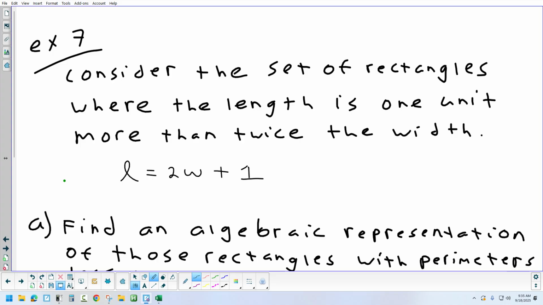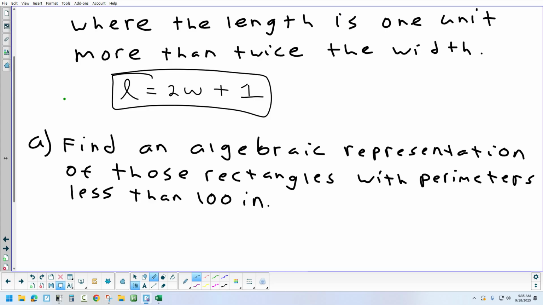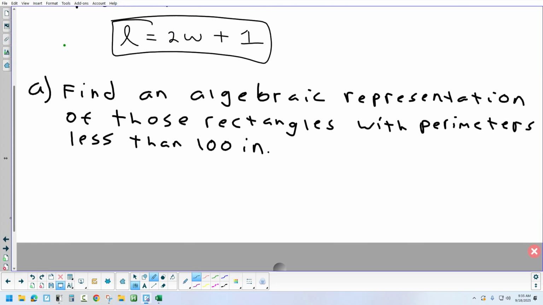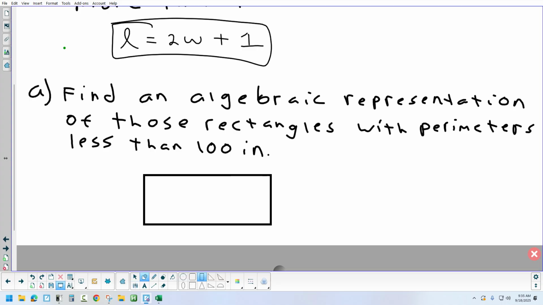Perfect. Don't know how we're going to need that, but I bet we do somewhere. Length is 1 unit more than double the width. Okay, good. So we'll come back and see how we need to use that. It says find an algebraic representation of the rectangles that have a perimeter of less than 100. Okay. So let's make our sketch. We know that the length is 1 unit more than twice the width.